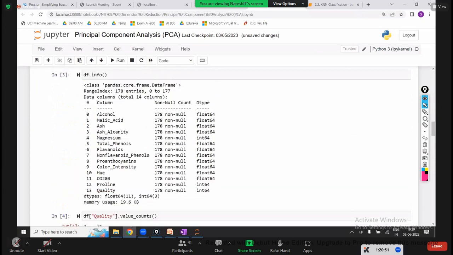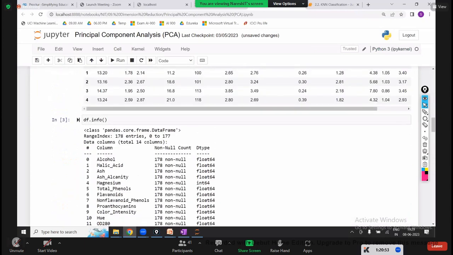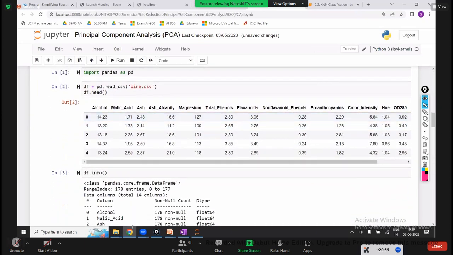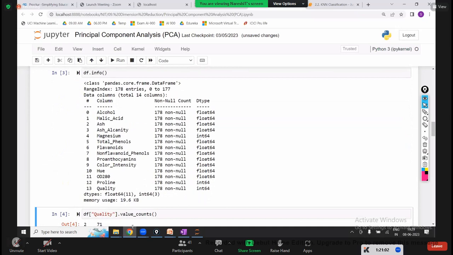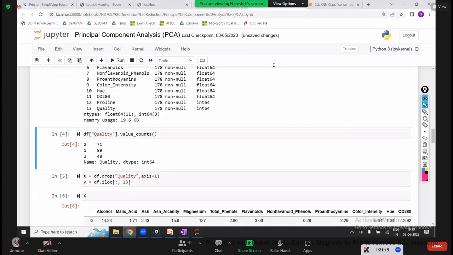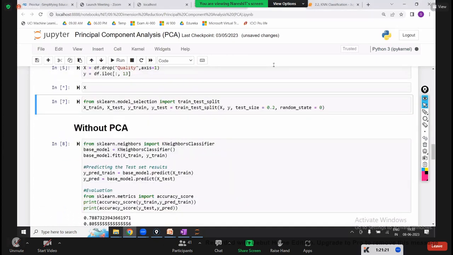Okay, I'm going to consider one data set. I'm going to import pandas as pd, and I'm going to take one wine data set where I'm having total 14 columns, out of which 13 input columns and one output column. Now these 13 columns I want to reduce. Now just observe this one.